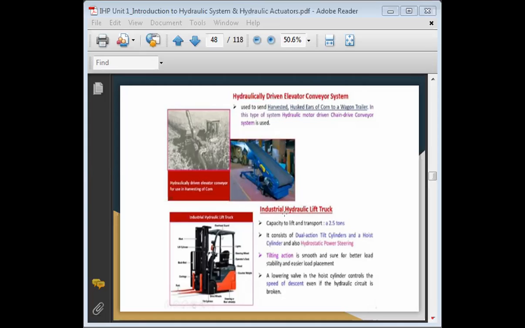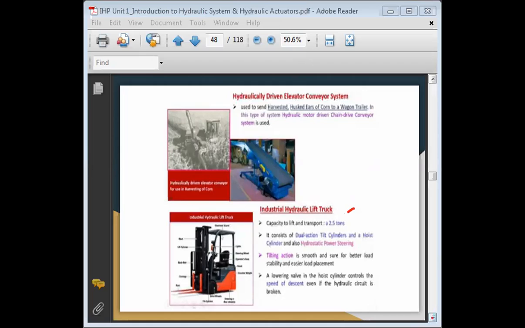See also the industrial hydraulic lift truck. This is another application. It has the capacity to lift and transport about 2.5 tons of load. It normally consists of a double action tilt cylinder and a hoist cylinder, and also hydrostatic power steering. So this is another application.